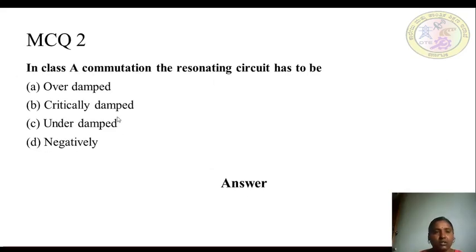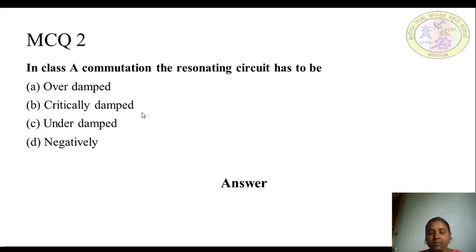The second question is, in class A type of commutation, the resonant circuit has to be overdamped, critically damped, underdamped, or negative. So what is the answer? Class A type of commutation is the commutation we are studying now, that is the load type of commutation. I have already told you in the starting slide itself what type of oscillations have to be produced by this load commutation circuit. So what is the answer?